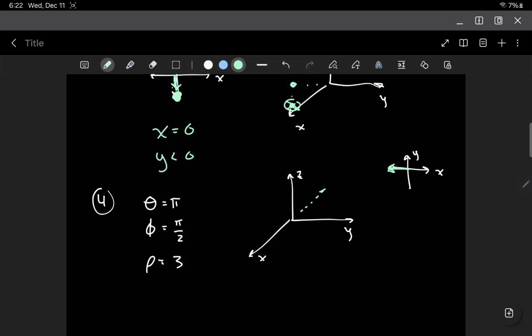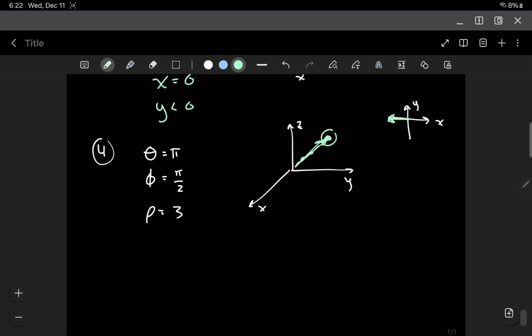So pointing in this direction, the negative x direction. Phi is pi over 2, which means that we're not looking up, we're not looking down, we're just looking straight ahead in that direction. And we go out 1, 2, 3 units. So that means that we're kind of hanging out on this negative x-axis here.